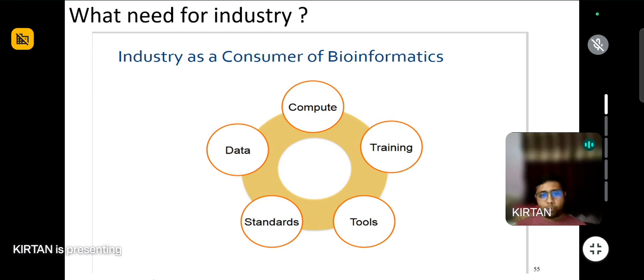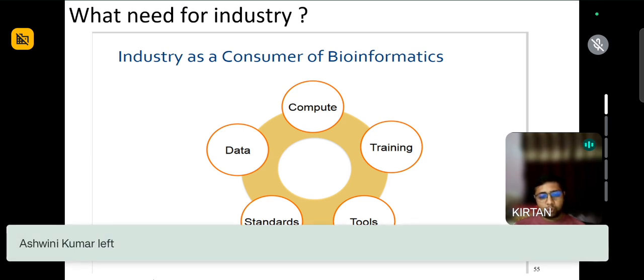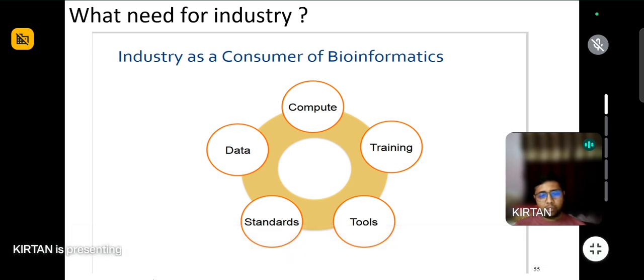What do the industries need? They need people who handle HPC, high performance computing. They need trainers who train junior or trainee bioinformaticians. They need tool developers, who develop packages and tools. They need standards, like pipeline standards. Suppose I have 15 GB of data generated from gut microbes. I have to maintain a standardized protocol for QC, the quality assurance part, and data management: where the data should be stored, how to fetch it, how to give access, everything. So as an industry consumer, there is a need for that.